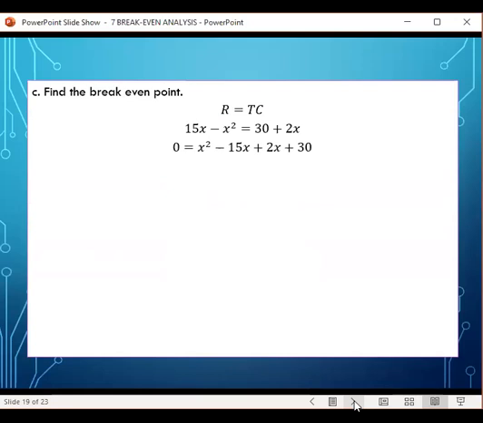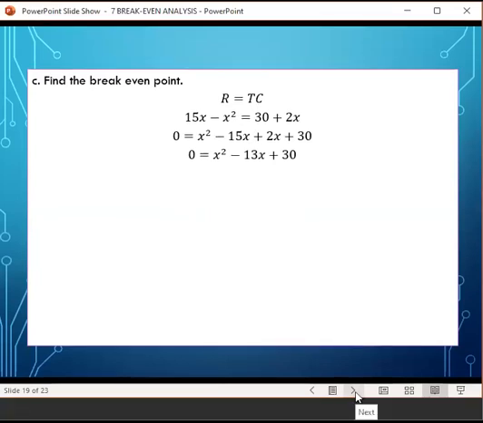So, we combine like terms. So this would now be x squared minus 15x plus 2x plus 30. Just simply transpose this side of the equation to the other. So you have x squared minus 15x plus 2x plus 30. Next is we combine like terms. Negative 15x plus 2x, you get negative 13x. So 0 is equal to x squared minus 13x plus 30.